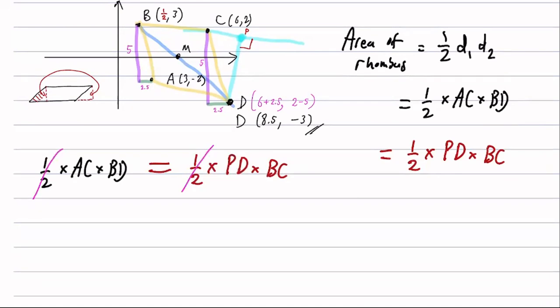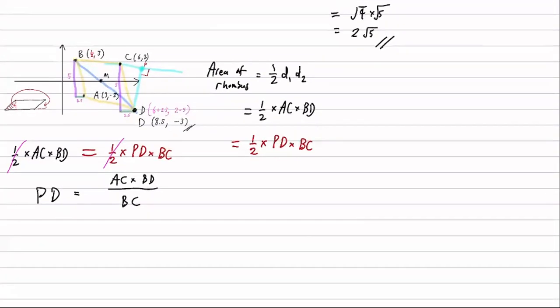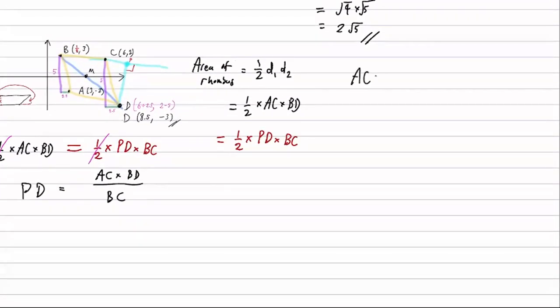What are we trying to solve for? We're trying to solve for PD, the perpendicular line. So PD equals AC times BD divided by BC. So we just need to find AC, BD, and BC part by part. Then just sub in and we'll get our answer. How? Distance formula. You don't need to find the equation, so I guess it's a little bit faster. I don't know, how much faster is it?